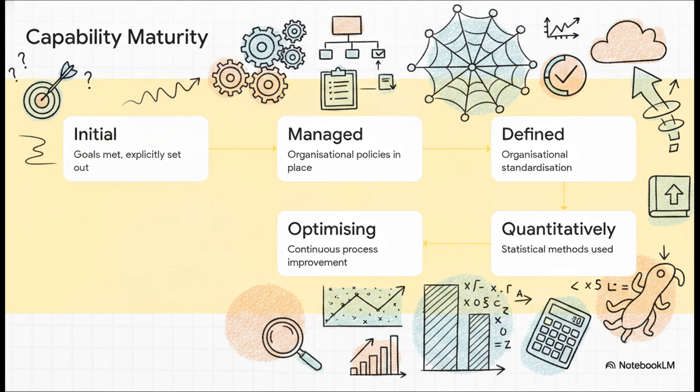Level 2 is managed. Moving up, organizational policies are now in place. You've got documented project plans and resource management and process monitoring procedures exist. The specific project is managed, sure, but perhaps not the whole company uniformly.